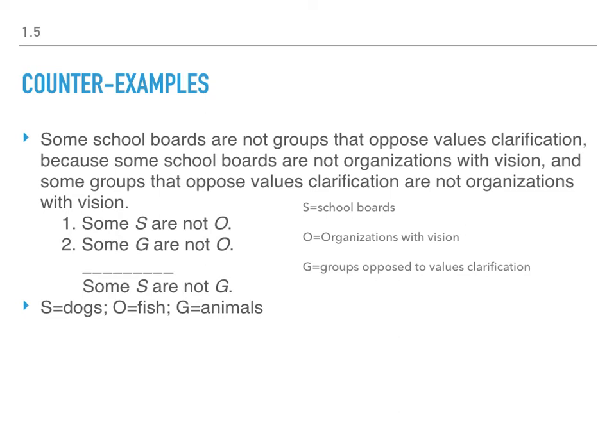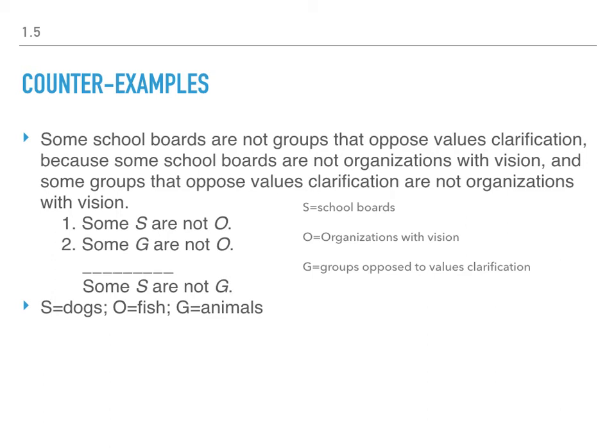So now just taking S for dogs, O for fish, and G for animals. Remember, I'm cheating a little bit, and for animals you should add blah, blah, blah. This isn't really standard form categorical in the proper highbrow Aristotle way, which you learn in chapters 3 and 4.